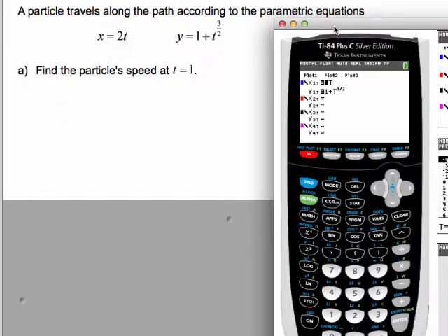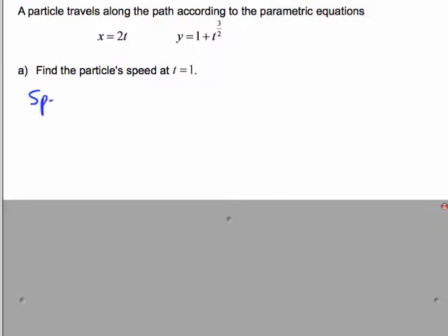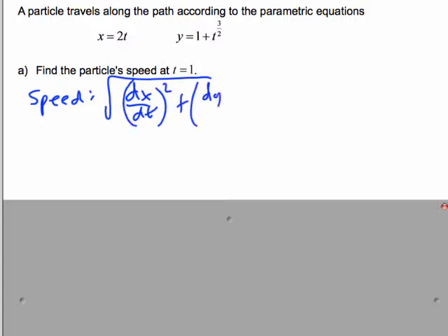So let's look at an example here. We have a particle moving along a path according to these parametric equations, which I have graphed here. So there's the motion of a particle from time 0 moving on. And we want to find the speed of the particle at t equals 1. So speed, we know, is this formula. This is speed at time t.